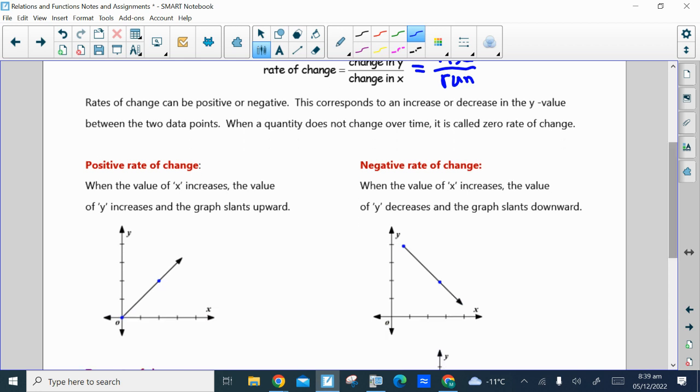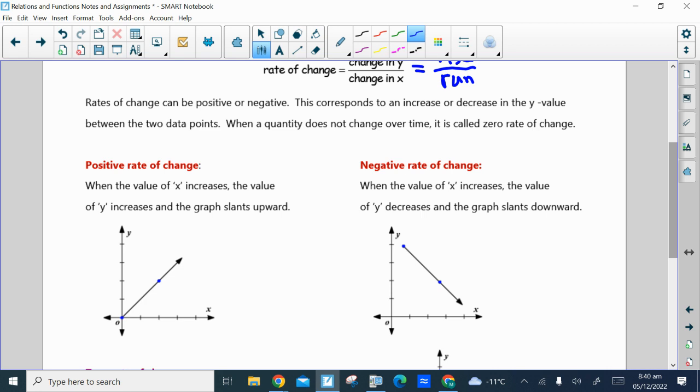Rates of change can be positive or negative. This will correspond to an increase or decrease in the y value between two data points. When a quantity does not change over time, it is called a zero rate of change. So what that means, if the line is flat, it doesn't go up, it doesn't go down, it's perfectly horizontal. That's a zero rate of change. The rate of change, or the slope, corresponds to an increase or decrease in the y values as x is increasing.